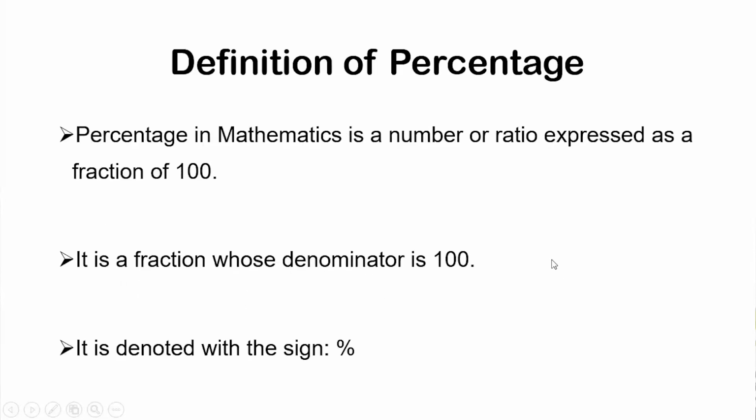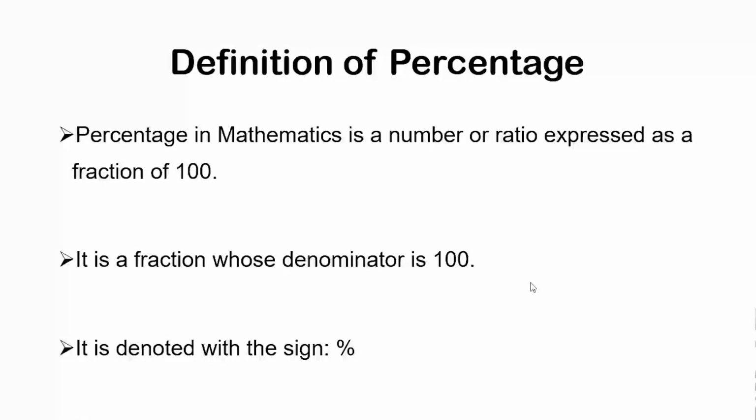problems on percentages, okay? So, by definition, percentage in mathematics is a number or ratio that is expressed as a fraction of 100, or we can say that it is a fraction whose denominator is 100. Any fraction you have the denominator as 100 is percentage, okay? So what that also means is that if you see any fraction whose denominator is 100, it means the numerator of that fraction is the percentage of what we're talking about.